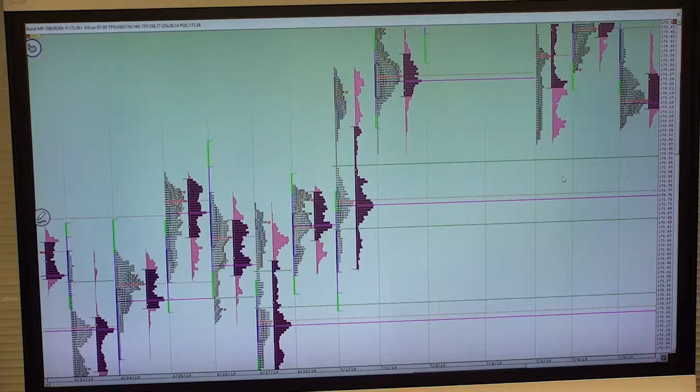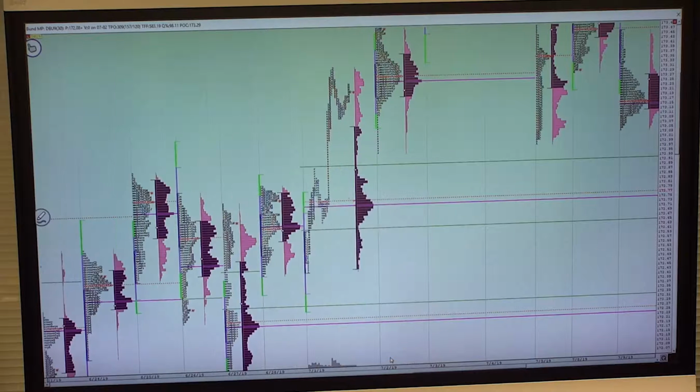Can I split these? Toggle right click, yeah. And then toggle bottom. Oh yeah, cheers. Shall I just do toggle splits this profile?